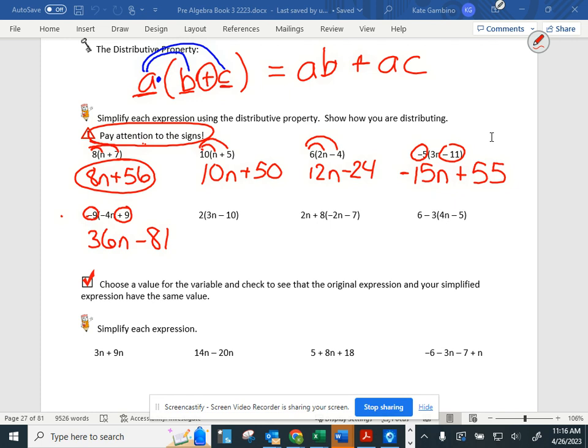Our next one, what do you think our expression is, Agnes? 6n minus 20. Because positive 2 times positive 3 is 6. Positive 2 times a negative 10 is a negative 20. Next one, Emmeline.